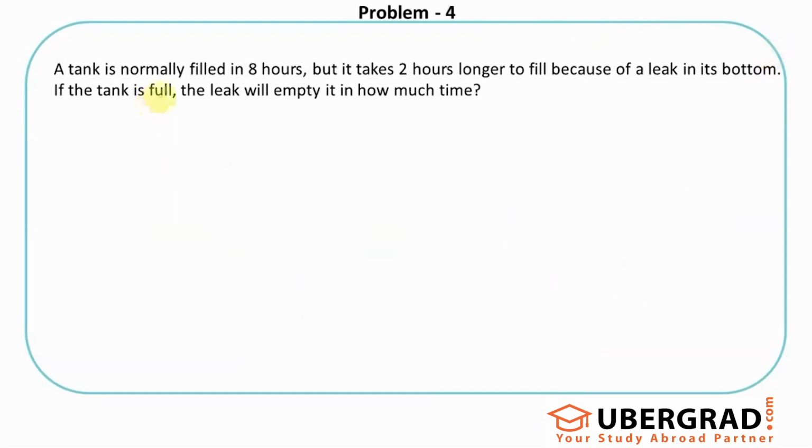The tank is normally filled in 8 hours, but it takes 2 hours longer to fill because of a leak in its bottom. If the tank is full, the leak will empty it in how much time? It's basically saying there are two actions happening. One is emptying, there's a leak, and there is something like, let's assume, a pipe filling. I don't know at what rate the pipe is filling and at what rate the tank is emptying. That is given by this set of information.